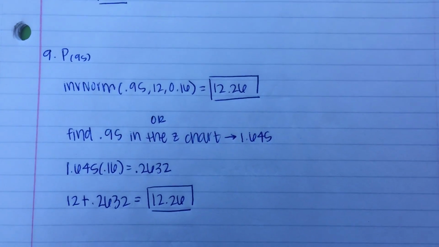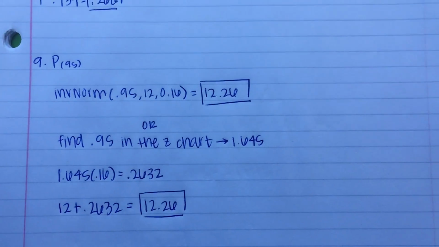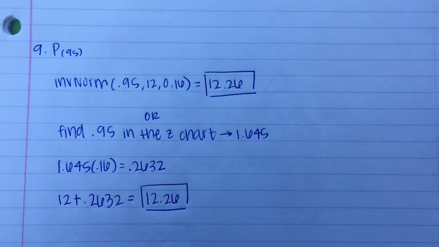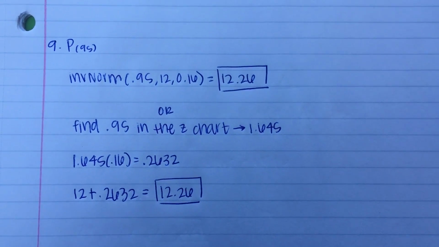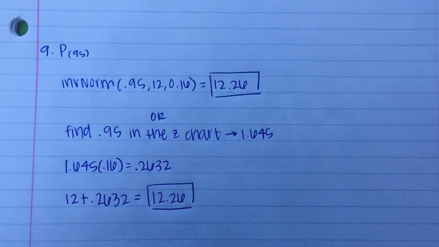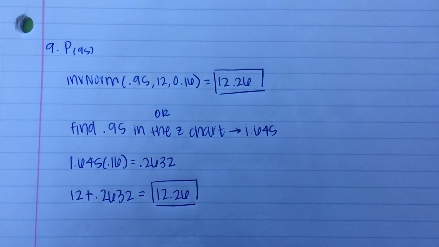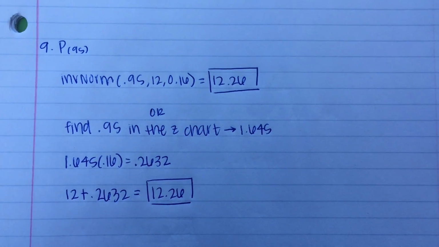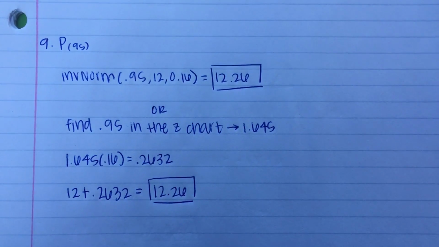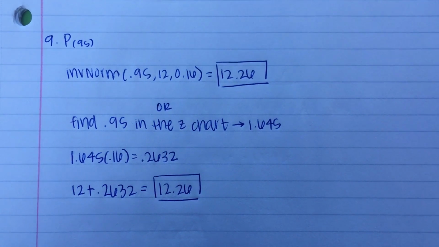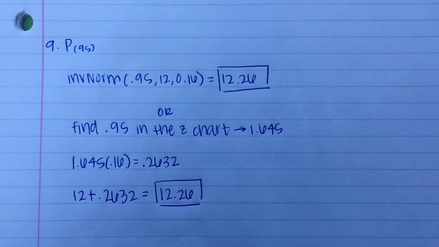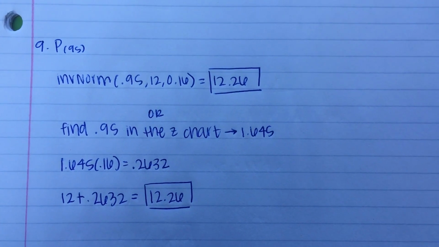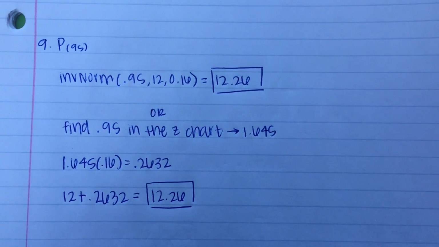And then for problem 9, you're trying to figure out which value separates the top 5% from the rest of the values. So you're finding the probability of 95% or 0.95. And to do that, there are two ways to do it. You can use your calculator, and that's very easy. All you do is use inverse norm and plug in 0.95, which is the value they gave us, 12, which is the mean, and 0.16, which is the standard deviation, and you end up with 12.26.